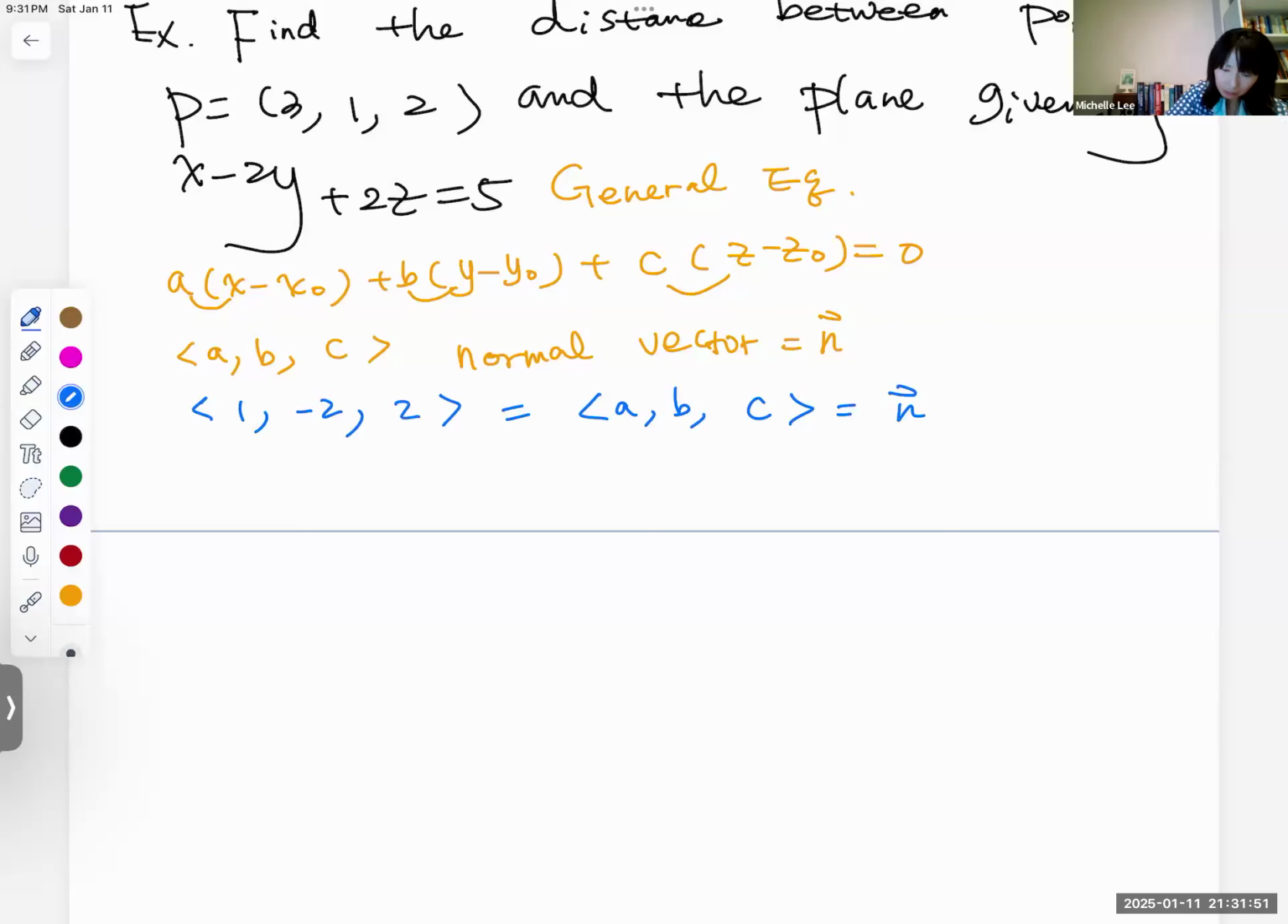Distance formula, we had the absolute value of n dot product with QP over the magnitude of n, right? All right. We have n. Now we need to find another point Q, right? So how do we find Q? Finding Q.